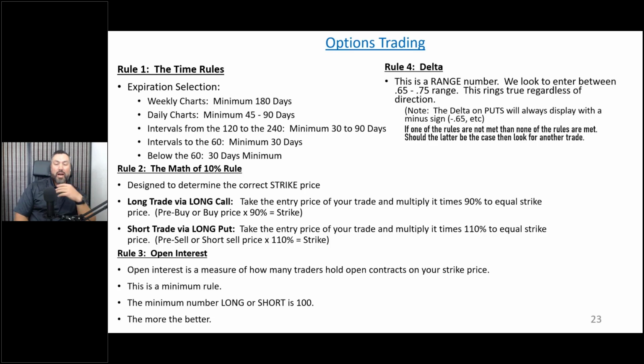And the fourth, I always trade in the money options. These are all long calls or long puts. So on the call side, I'm always looking for option chains in the 65 to 75 delta. That's going to always put us in the money. If I'm going to put, it's the opposite. It's a minus 65, minus 75.